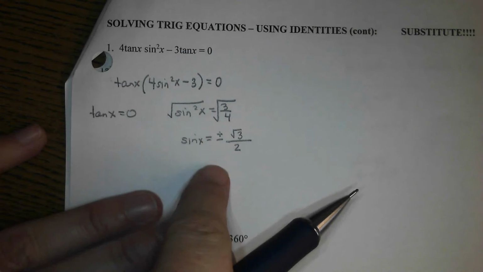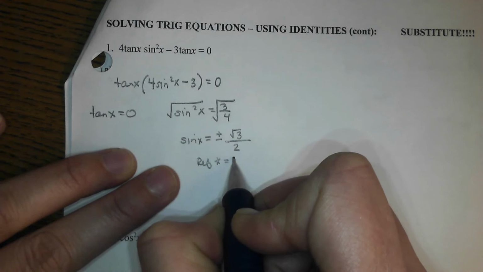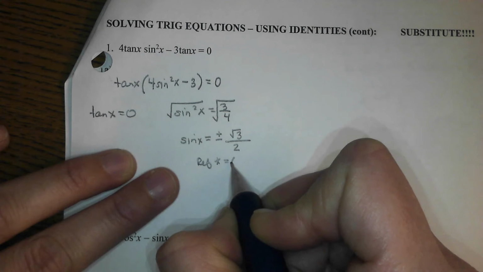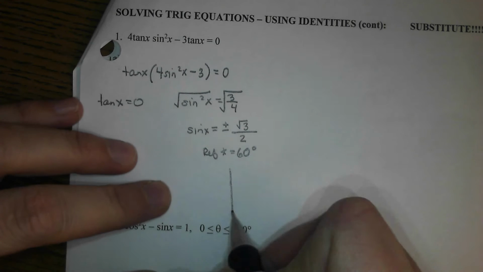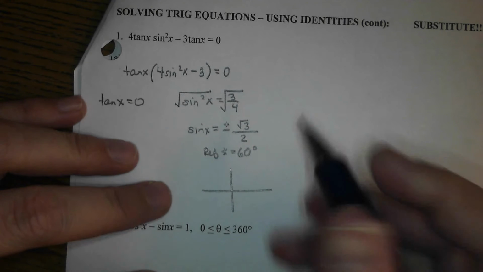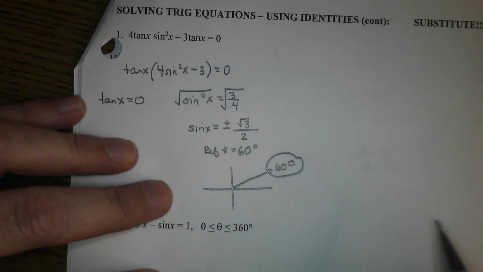So we have a reference angle for that. What is it? Are we in degrees? Doesn't say. Sure. We're going to keep it degrees. So our reference angle is 60, and because we have plus or minus, we have to hit the 2 positive quadrants for sine and the 2 negative quadrants for sine. So we're going to hit all 4. So in your first quadrant, it'll be 60 degrees as your answer.